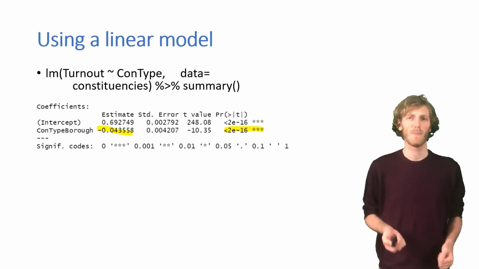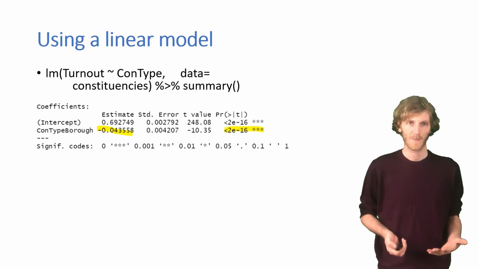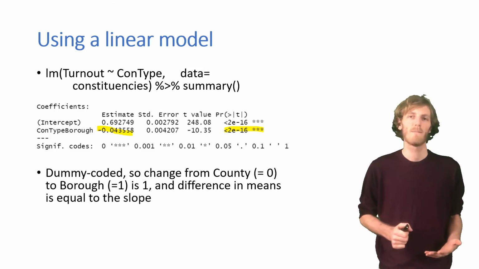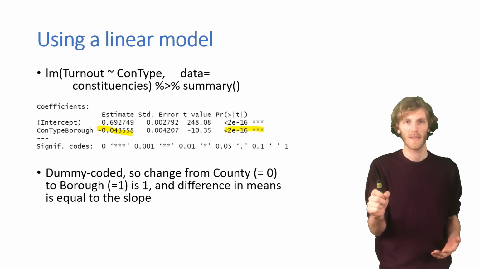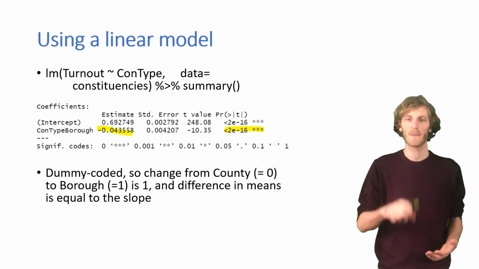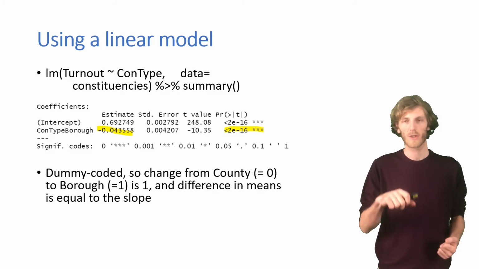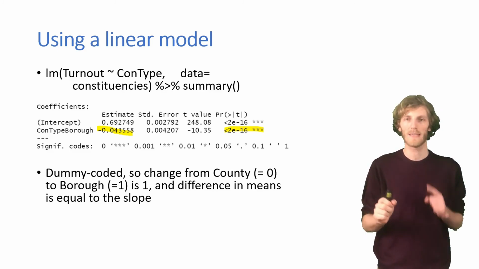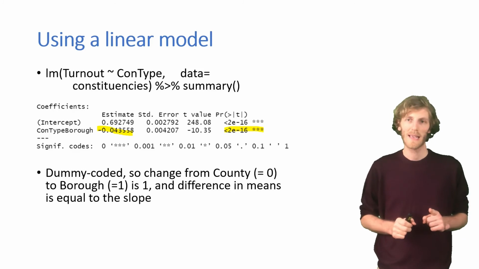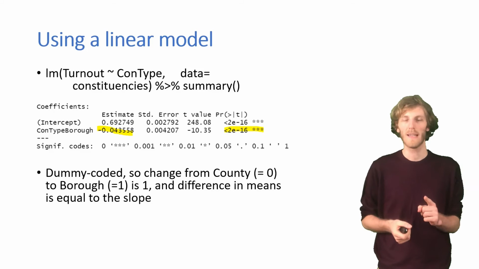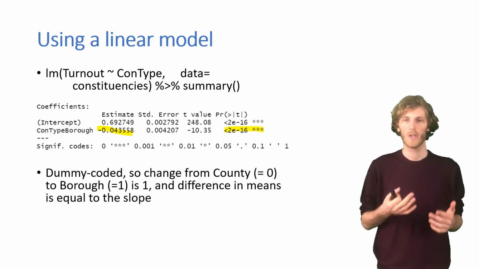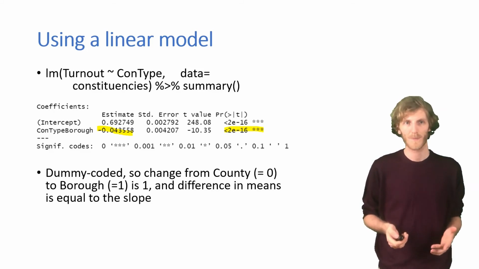But what does that slope mean in the case of a categorical variable? Well, it helps to think about dummy coding here. The way this is coded is that borough is represented by 1 and the reference level, county, is represented by 0. So the step from county to borough is exactly 1. And the slope tells us the impact of a step of 1. So this is now equivalent to the difference in the two means.